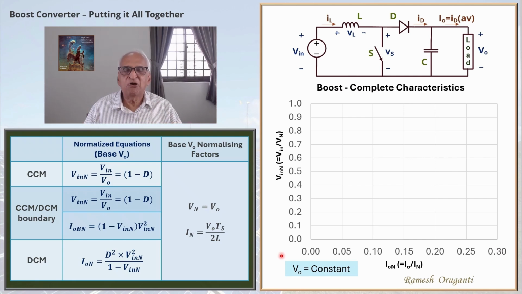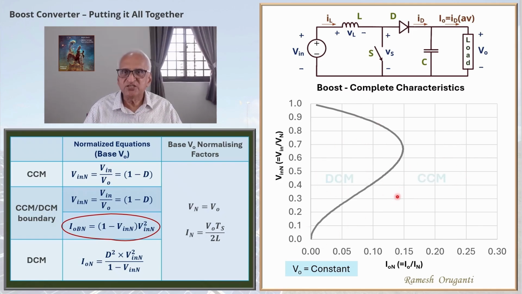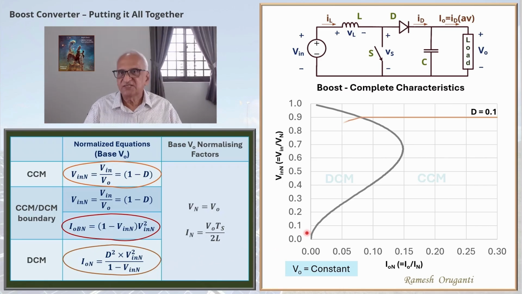This is the normalized boundary current, and we have already seen the plot. It looks like this. This side is DCM operation, this side is CCM operation. This is the voltage ratio equation under CCM. For every D value, this will be a horizontal line. For D equal to 0.1, V in N will be 0.9 as shown here. This is the DCM equation. If we plot this for D equal to 0.1, it will have the shape shown. The CCM line and the DCM curve will join at the boundary.